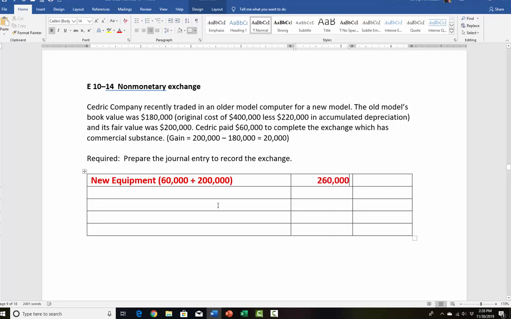Now let's decide what else we need to do. We already said that we have a gain, and gains increase our equity. So we're going to say gain on sale, and credit our gain for $20,000. Remember that a gain increases equity like revenue does, so it has a credit balance, and a loss is going to have a debit balance. What else do we need to do? We need to record the cash we paid. Let's do the easy stuff first. We paid cash of $60,000, so let's credit the cash.